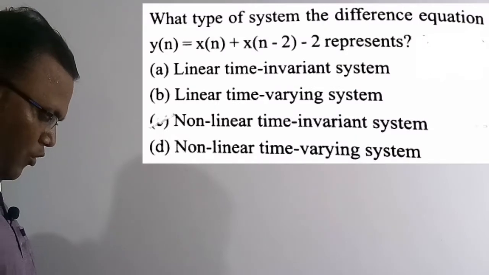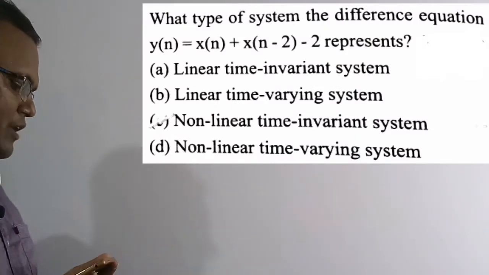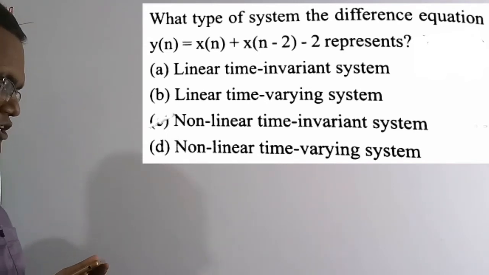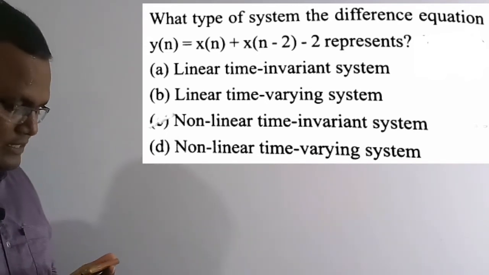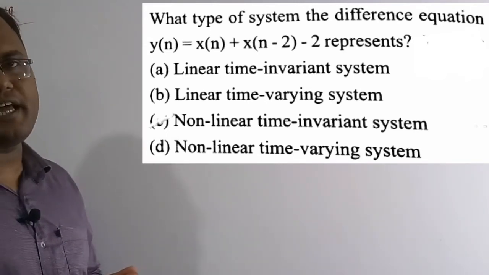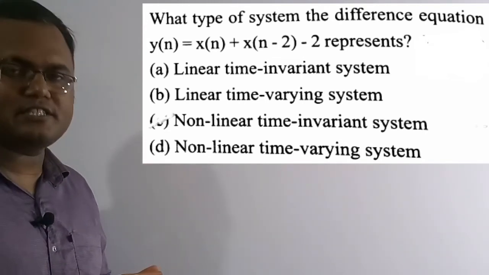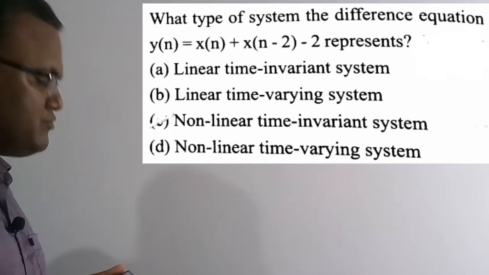So now we are going to solve the 19th question. See the question here. What type of system does the difference equation y of n is equal to x of n plus x of n minus 2 minus 2 represent? For this equation we need to find whether the system is linear or not, and time variant or not. From these options, option C: this system is a nonlinear system and also a time invariant system.